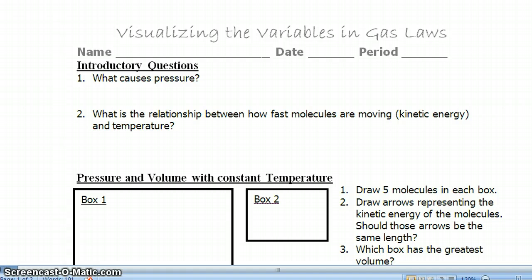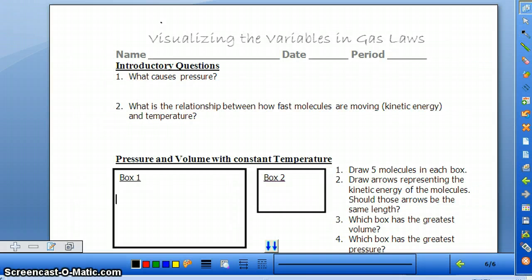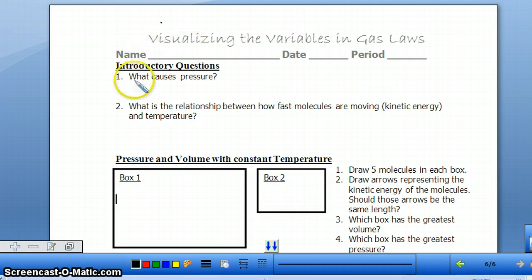Right, we're looking at the worksheet visualizing the variables in gas laws. And this worksheet is going to help you understand what causes the relationships between pressure, volume, and temperature. So your first question is, what causes pressure? Well, pressure is caused by the molecules colliding with the walls of the container.